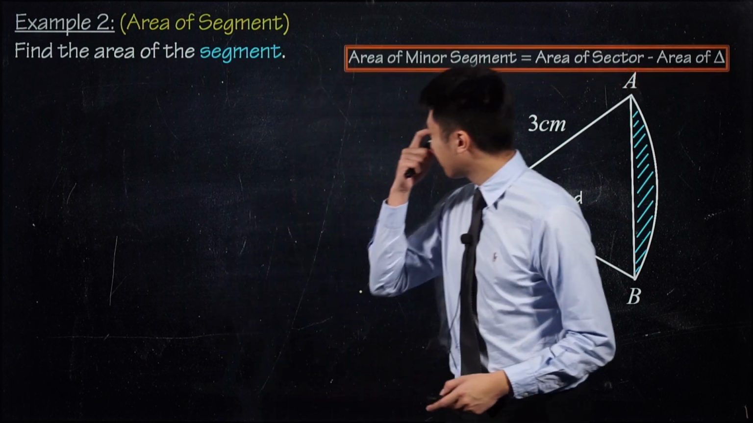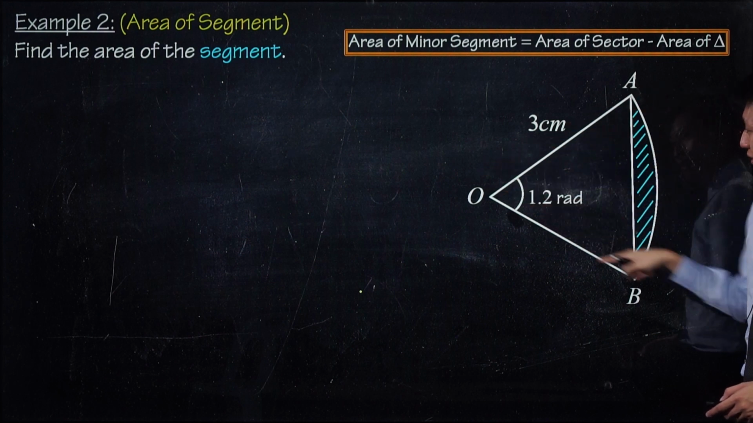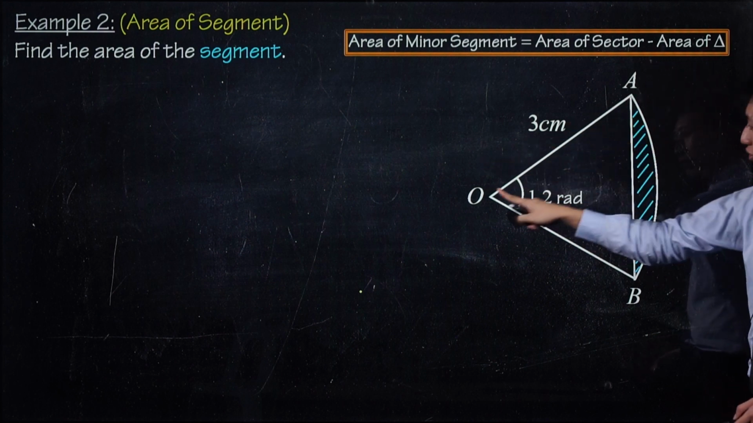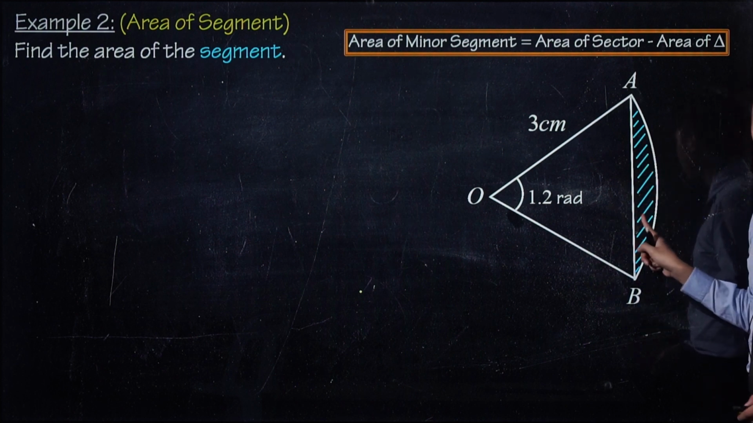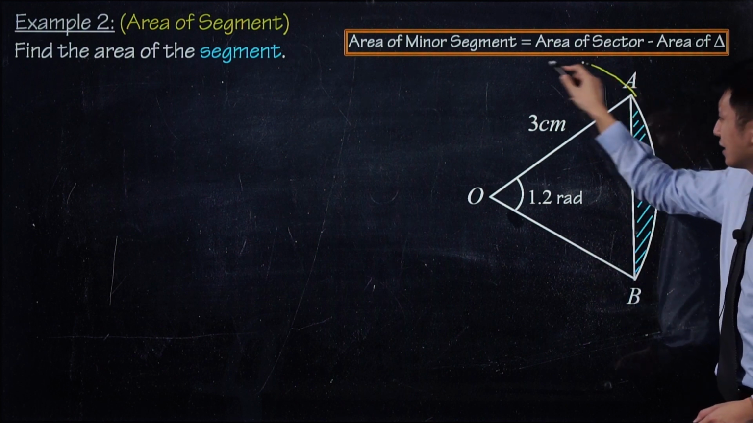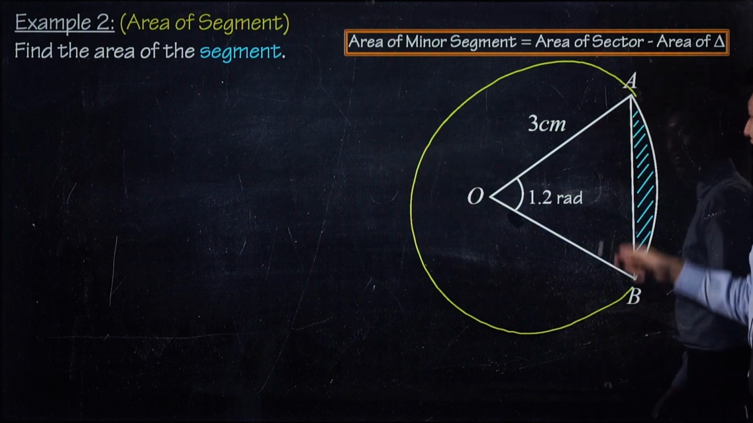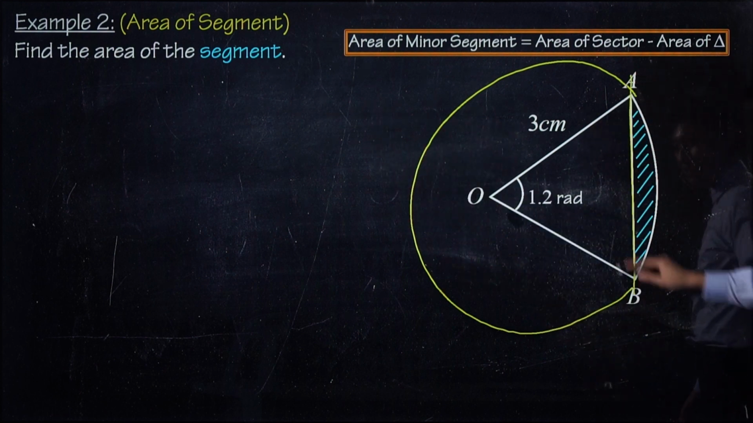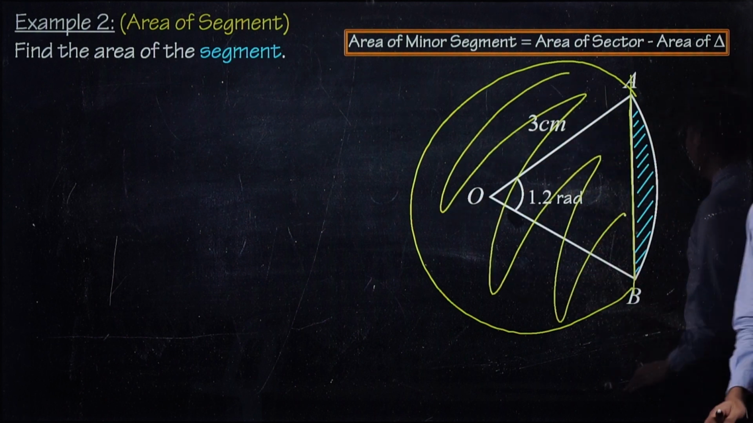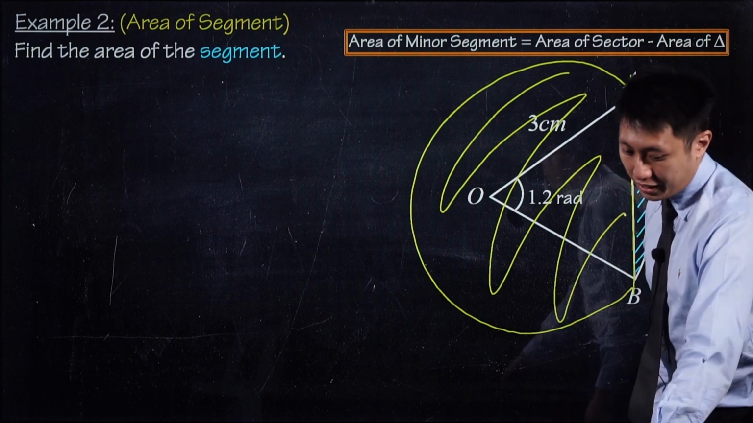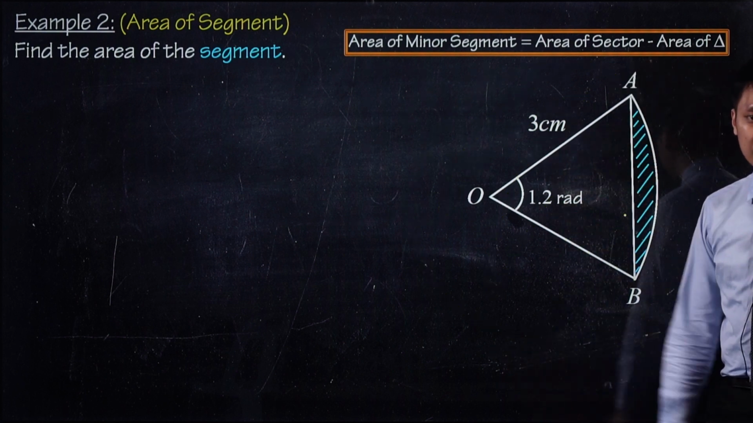All right, let's do it. The area of the minor segment is the area of the sector minus the area of the triangle. So you know what a segment is? The segment is this one. You can imagine this as a big circle. That should be bigger. Then I draw a line here. So this is called the major segment. This is called the minor segment. So minus the area of the triangle.